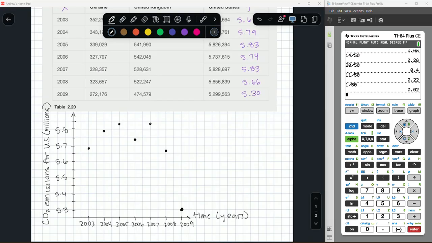The very last thing we're going to do is play connect the dots, just like we did with frequency polygons and ogives. So I'm going to go ahead and connect from that first point to the second, and then I'm going to work my way across the graph that way.